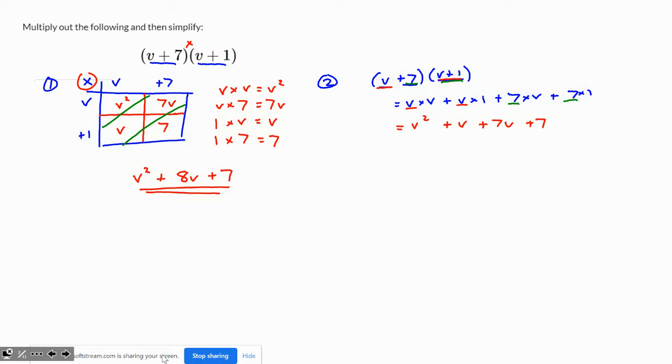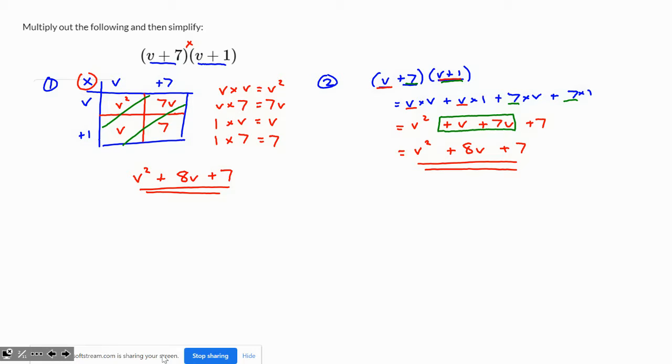And you can see at this point, these two middle terms are the ones that simplify together. They're both v, not v squared. V squared is the only v that is squared in this expression. And then we have v and 7v. They add up to make 8v in total. And then we have plus 7 at the end, which is exactly the same as we just got.